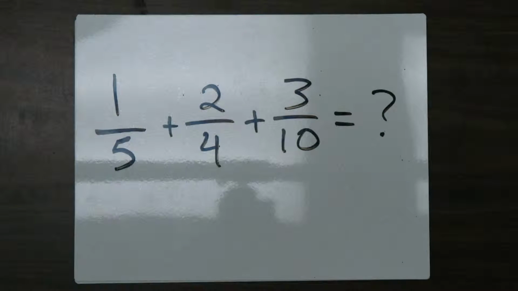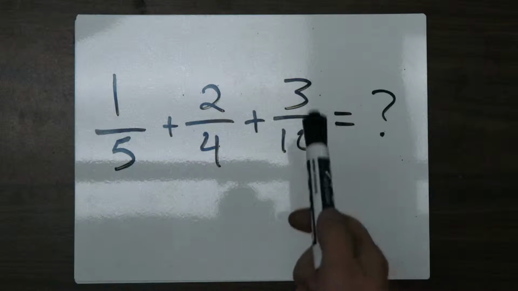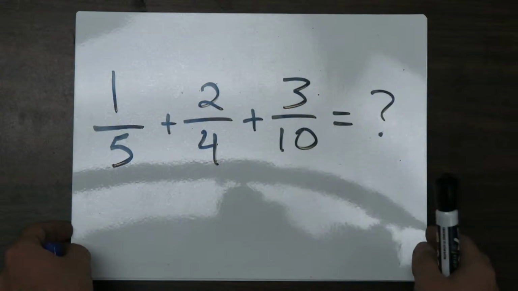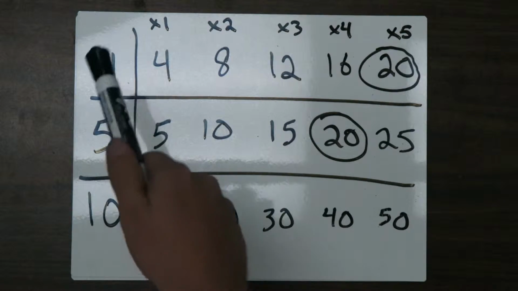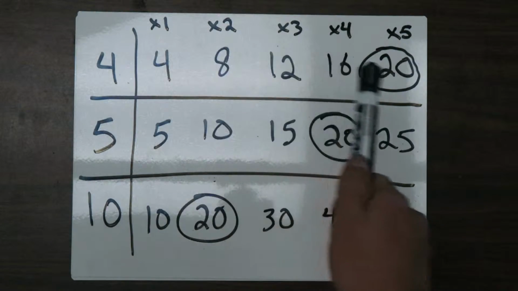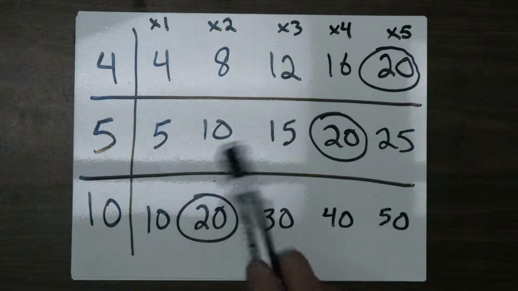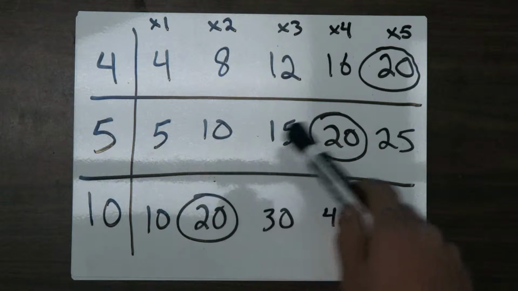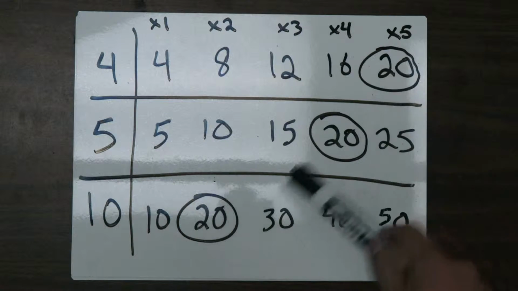We need to find the lowest common denominator and change all of these fractions to have the same denominator. Then we can just add across the top. So let's go back and make our chart. And we're going to list our denominators 4, 5, and 10 and list their multiples: 4, 8, 12, 16, 20, 5, 10, 15, 20, 25, and on and on and on. And so you can see I've already labeled that the lowest common denominator for these three numbers combined is 20.